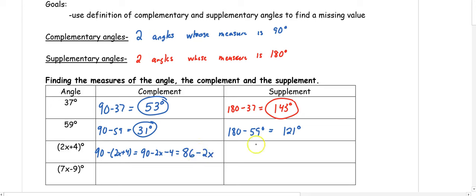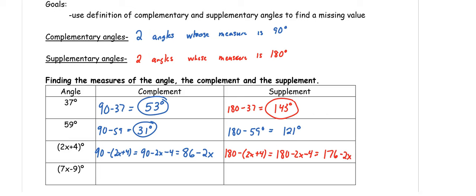When I do my supplement, it would be the same thing. 180 minus parenthesis 2x plus 4. Distribute the negative, so we get 180 minus 2x minus 4. And when I combine like terms, I get 176 minus 2x.